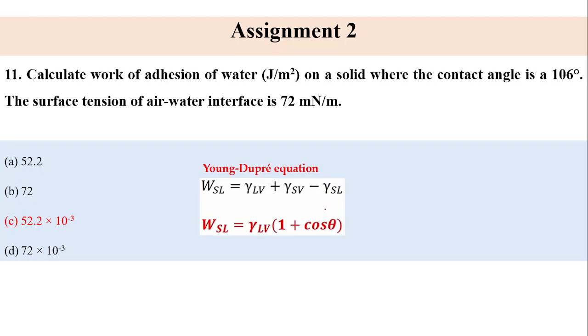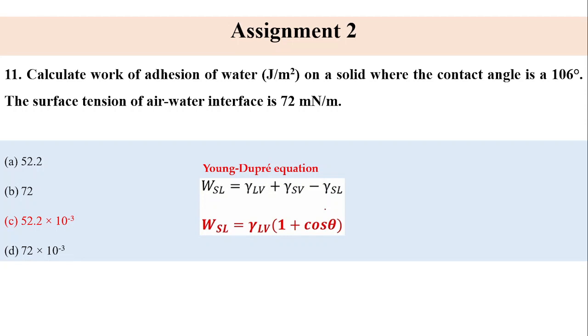So you have to use this Young-Dupré equation here, that is WSL is equal to gamma LV times (1 plus cos theta). Theta has been given straightforwardly in the question, that is, the contact angle is 106 degrees. Gamma LV is also given, that is the surface tension of the air-water interface. Liquid is water and V, that is vapor, is air, which is 72 millinewton per meter. You just need to calculate the work of adhesion of water on a solid, that is given by WSL. Solid and liquid here is water.